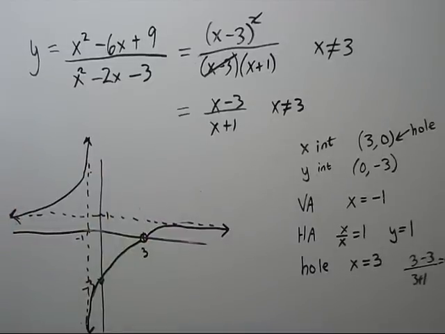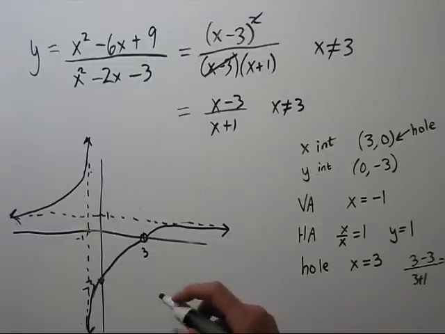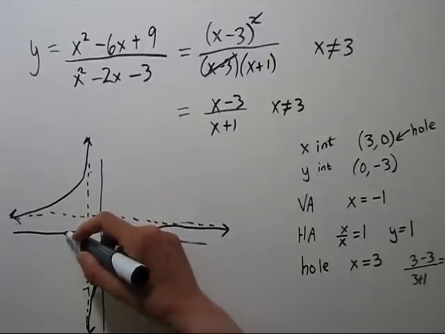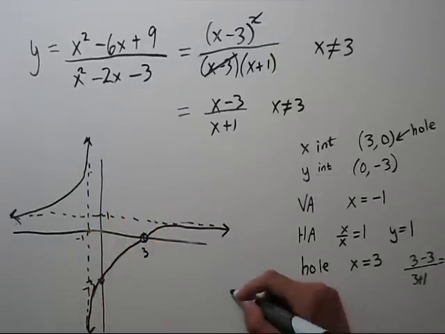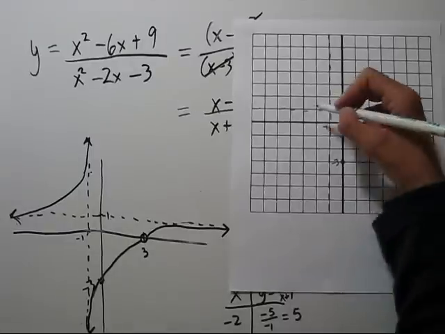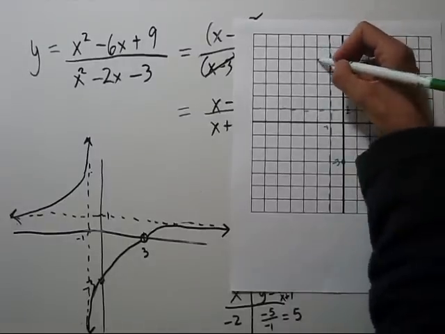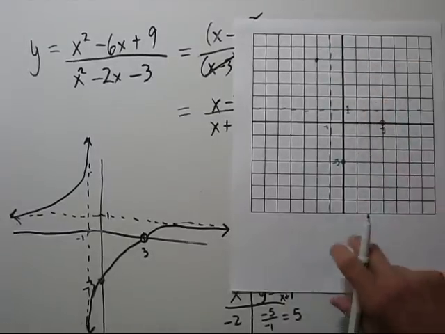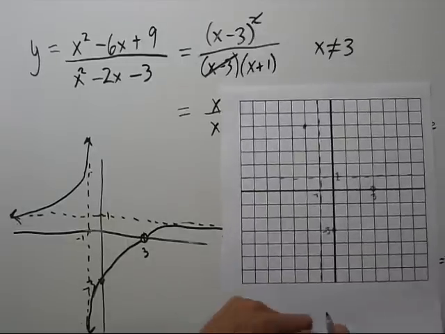Let's find some additional points to make it more accurate. I would say the only one we really need to do would be something on this side. So let's do a negative 2. So let's plot the point (-2, 5), and fill in our graph. There it is.